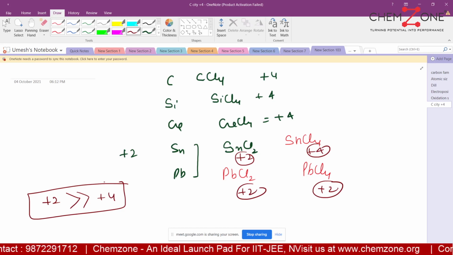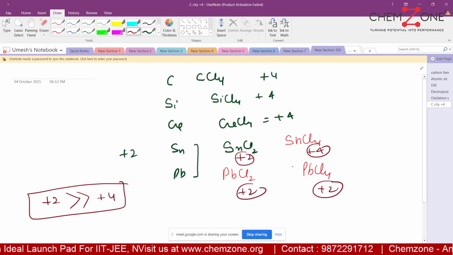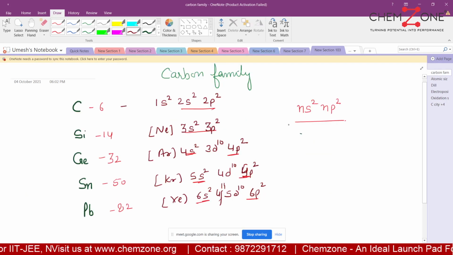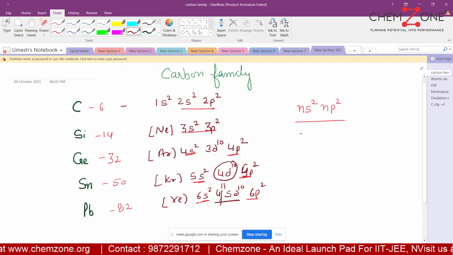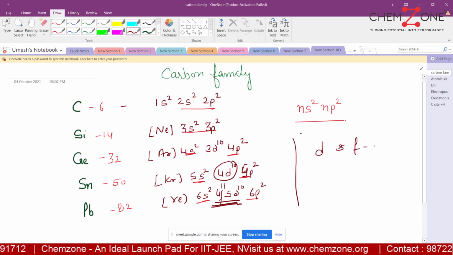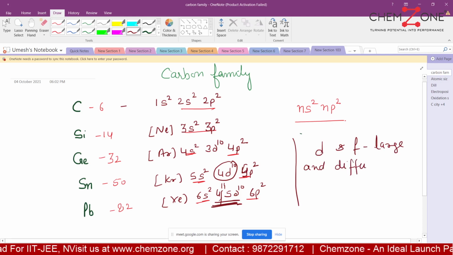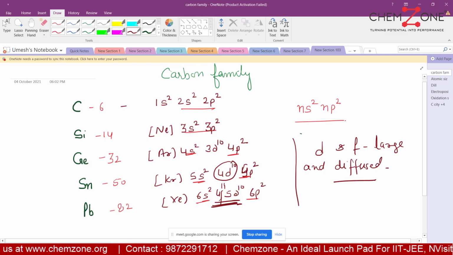Now the question arises here: why is +2 more stable as compared to +4? Can you tell me any reason, which we had discussed in the boron family also? There is a particular reason for this. Here in this case we have d and f subshells. These d and f subshells are large and diffused. Are you getting any particular reason from these words that you can conclude now?